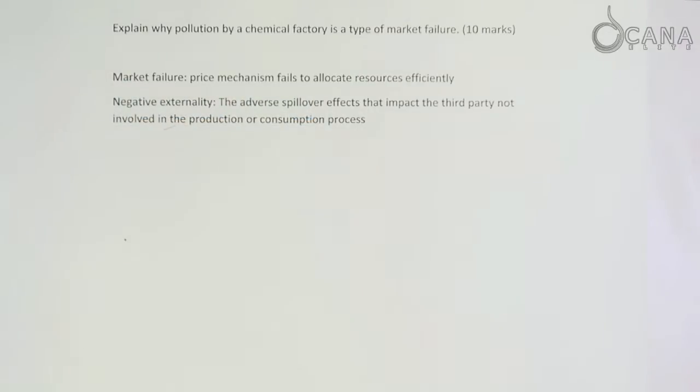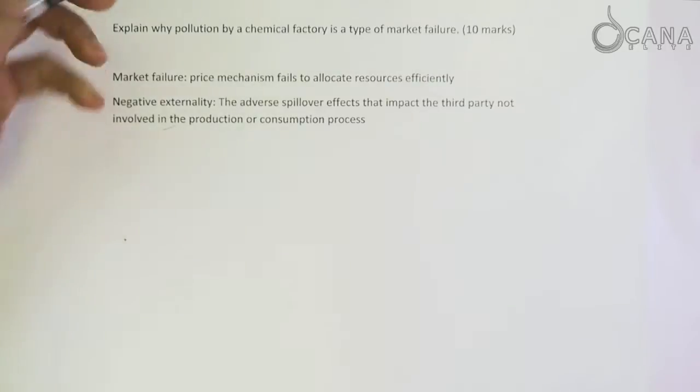Okay, now let's come back to this question. Explain why pollution by a chemical factory is a type of market failure. Now, usually when I see a question like that, I will immediately think, how can I answer the question in one sentence? Because being able to answer the question in 1 or 2 sentences helps you to crystallize your thoughts. So I would think that pollution by a chemical factory is a type of market failure because it generates negative externality of production. And negative externality of production is a type of market failure. So therefore, we can clearly answer the question in 1 to 2 sentences.